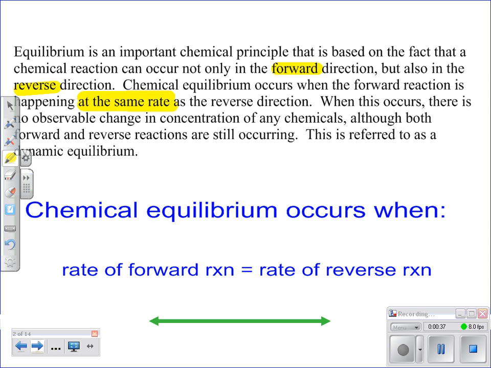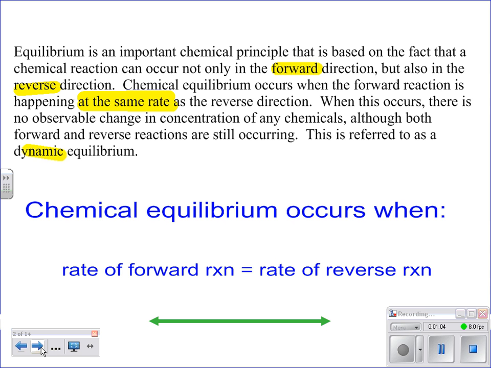And since you're getting both products and reactants constantly forming, it doesn't mean that nothing's going on. It's still a very dynamic system. There's lots of things going on. You're getting reactants formed and products formed at the same time. But to the naked eye, it might look like there's nothing really going on. You might not see anything going on in the beaker once the reaction has reached equilibrium.